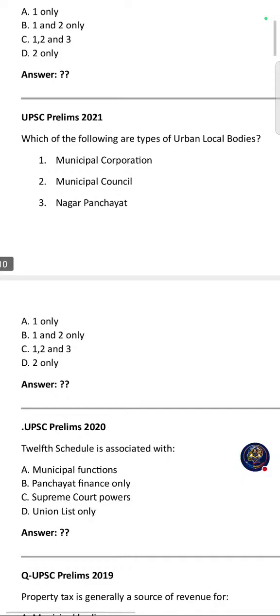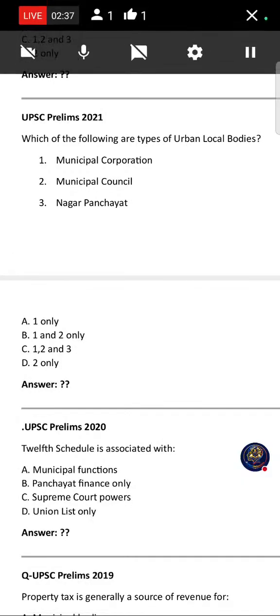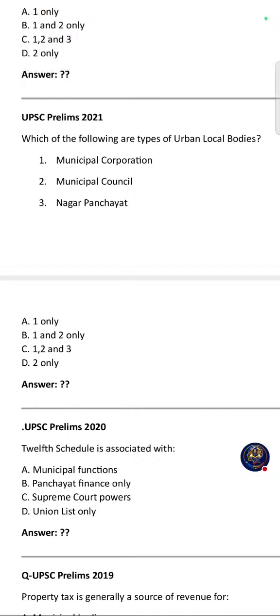Next question. Which of the following are types of urban local bodies? Can anyone answer this one? 1. Municipal corporation, 2. Municipal council, 3. Nagar panchayats. The correct answer is C, 1 to 3. Municipal corporation, municipal council, Nagar panchayats.